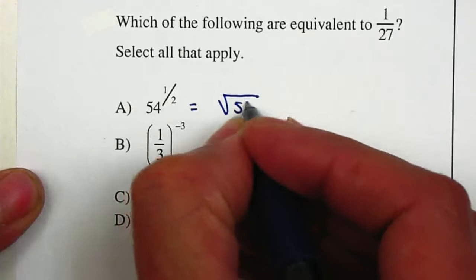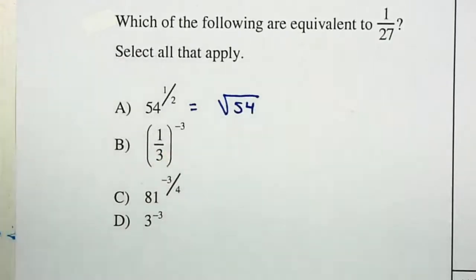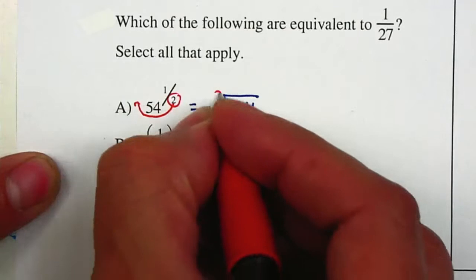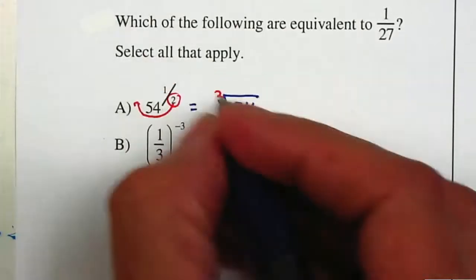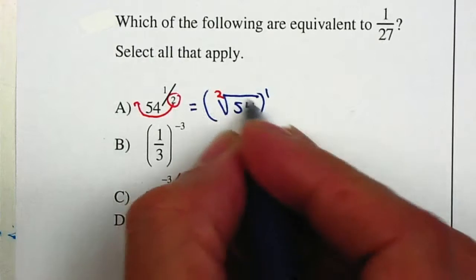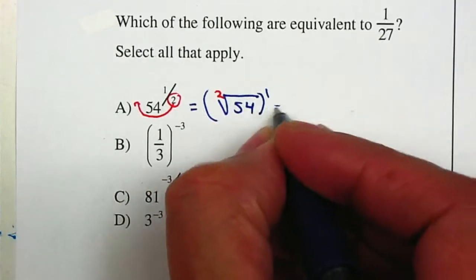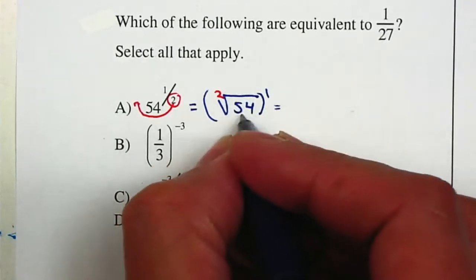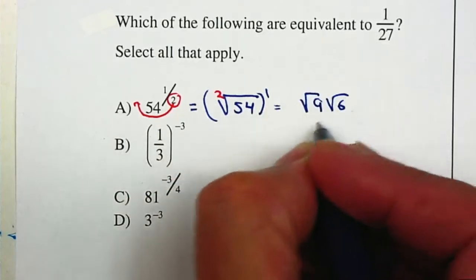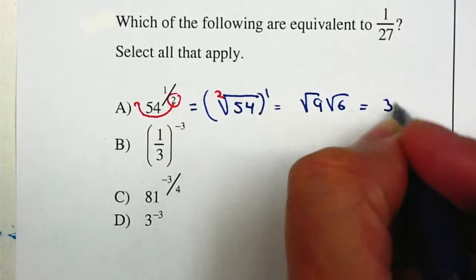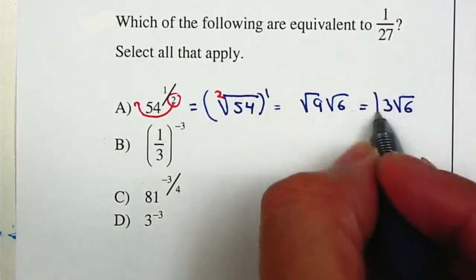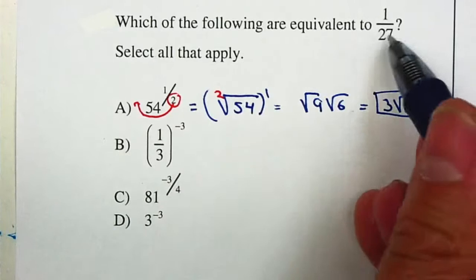So 54 goes inside the radical. The denominator of the exponent becomes the root, and this will be to the power of 1. Now the square root of 54, to be able to rewrite it, you can do the factor tree, or I know the perfect squares that go into 54 will be the square root of 9 times the square root of 6. The square root of 9 will be 3, the square root of 6, and the exponent of 1 we don't need. So it will be 3 square root of 6, which is not equivalent.